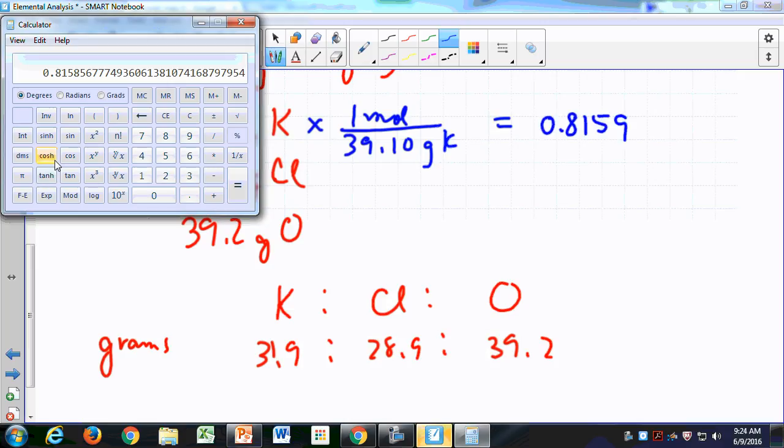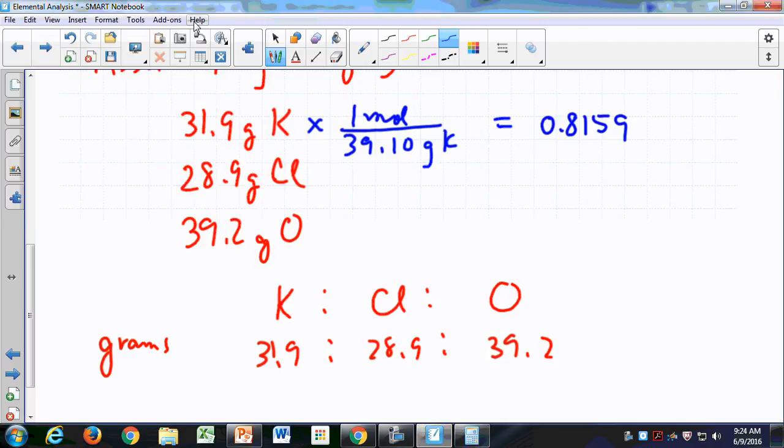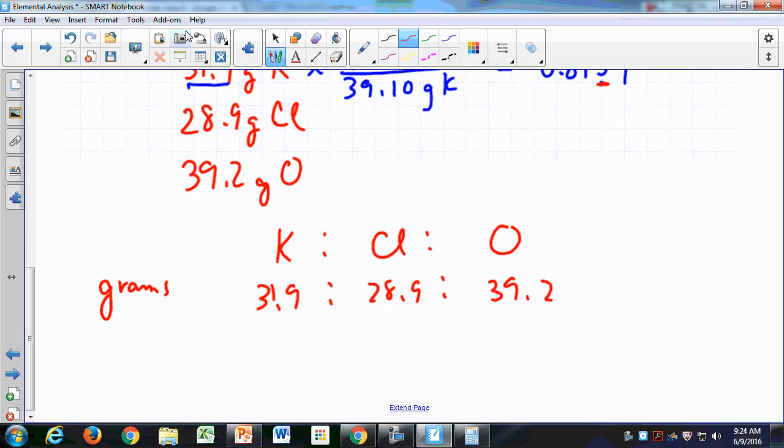Notice here I should have 3 significant digits, so the 5 here is my last significant digit. I'm just keeping that extra digit so I don't build up round-off error. So for moles, the 31.9 grams of potassium is 0.8159 moles.